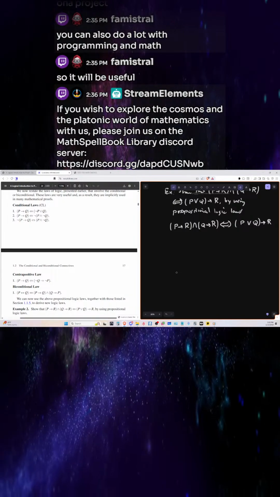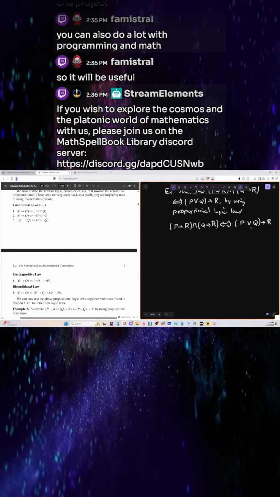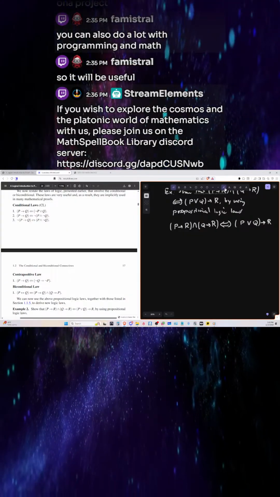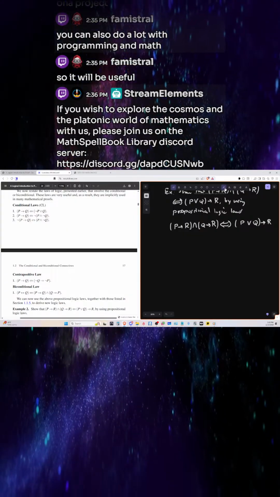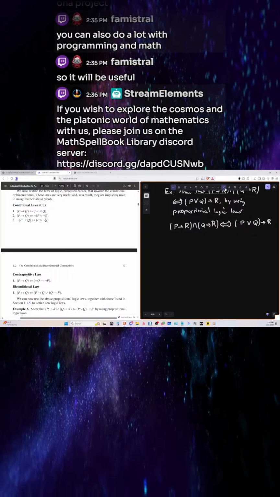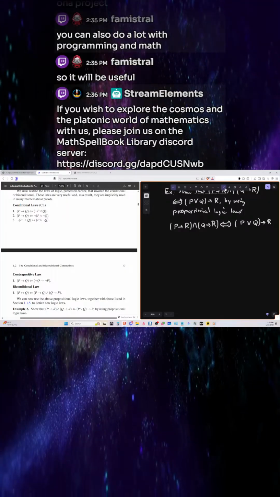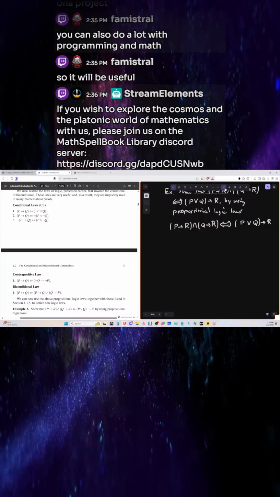I just don't want to write the truth table for this thing, because that would be too cumbersome. I have to worry about three statements instead of two, which I don't want to do. I don't want to fixate on that.